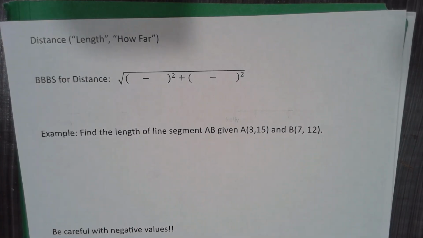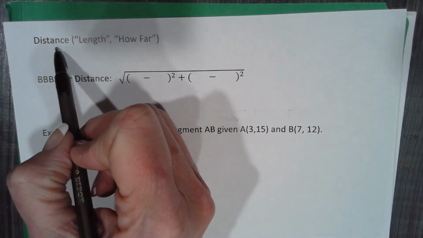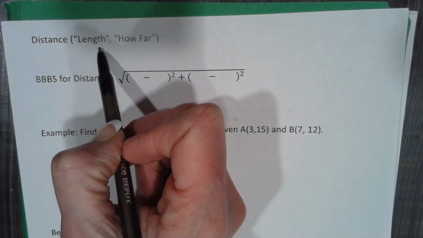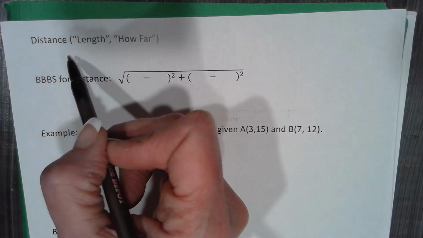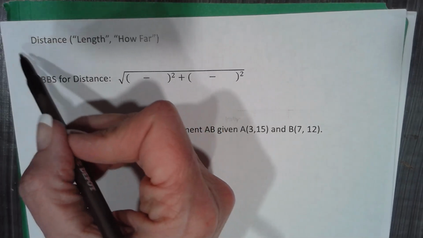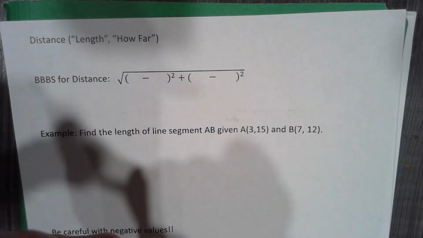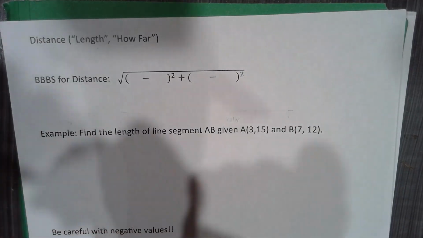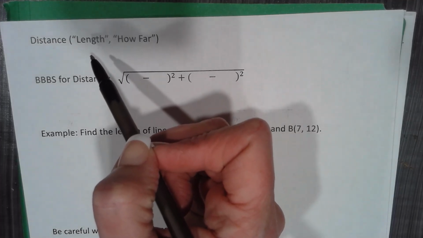Hey everybody. On Monday we found the midpoint of a line segment. Today we're going to find the distance, or the length, of a line segment. You have to make sure that you're reading your problems carefully so that you can distinguish between the distance of a line segment and the midpoint of a line segment. Okay? So distance is not an ordered pair. It's actually a value that represents how long something is.